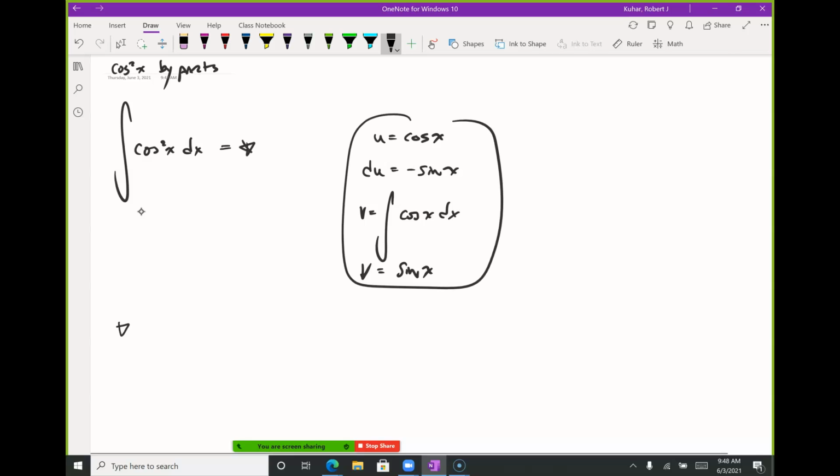Would it not be cos squared x? So I have choices. I could let u be cos of x. I could let u be cos squared x. But if I pick u as cos of x, then v has to be the integral of cos of x, that leftover one.